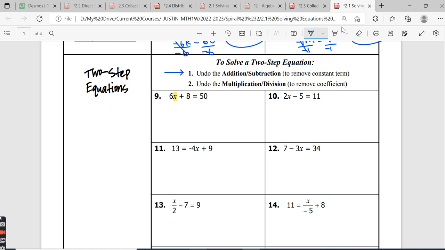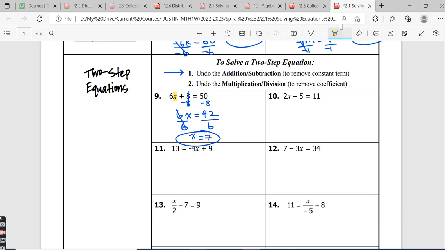So number 1, undo the addition or subtraction. So this 8 I want to get rid of. How do I get rid of an 8? Subtract 8 from both sides. So that's gone. I get 6x is equal to 50 minus 8, which is 42. Then divide both sides by 6. So x is equal to 7. And we're done.